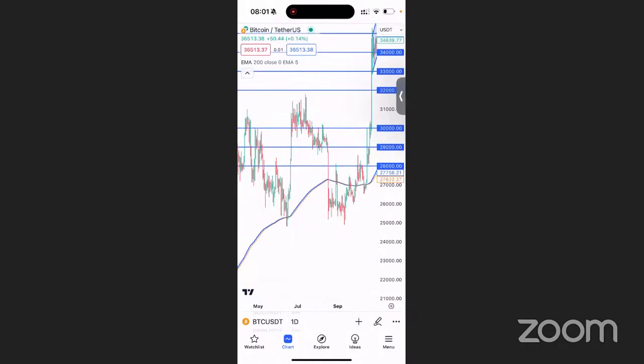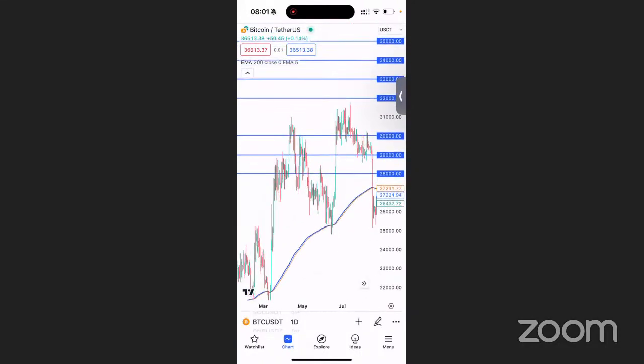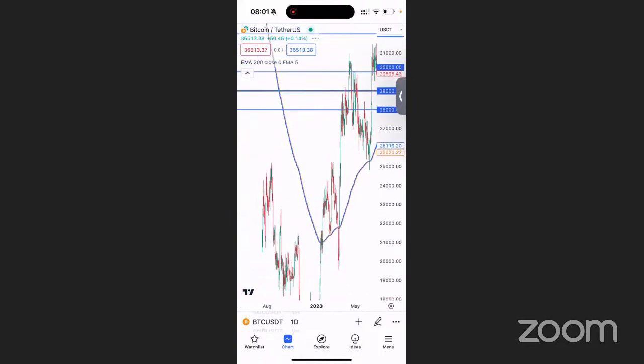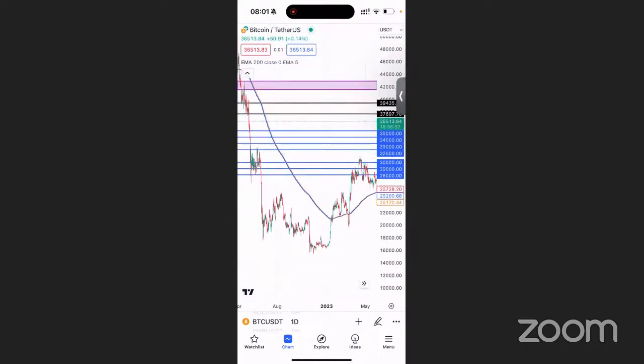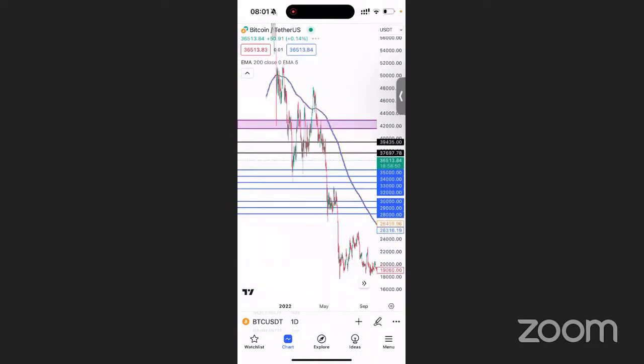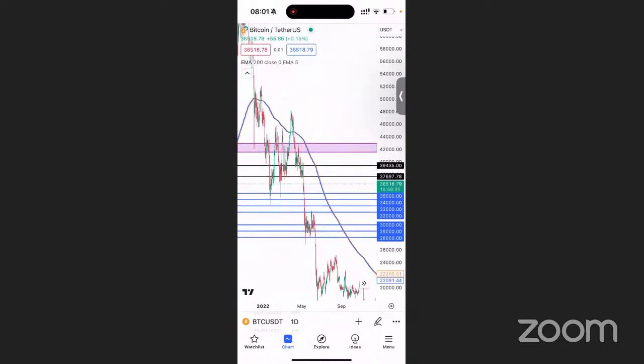Because unless someone is able to see this, they may not be able to understand what we are talking about. Let's get a clear, crystal picture of the 200 moving average. You must understand that 200 is a number. It means it is focusing on the past 200 candles.